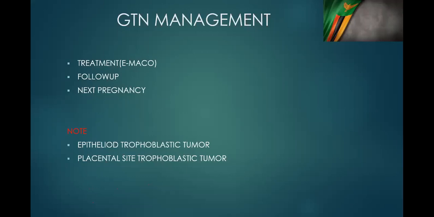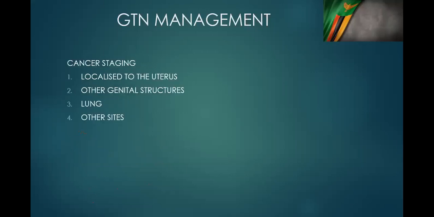Over 90% of the patients get cured. So the critical point is the risk scoring. So I'll go back to the staging. If the cancer is localized to the uterus, then it's called stage 1. If it's affecting other genital structures, your fallopian tubes, your ovaries, or the vagina, usually it metastasizes to the vagina, that is stage 2.